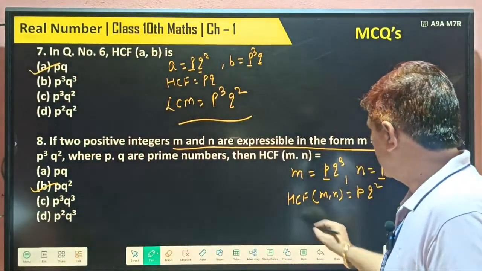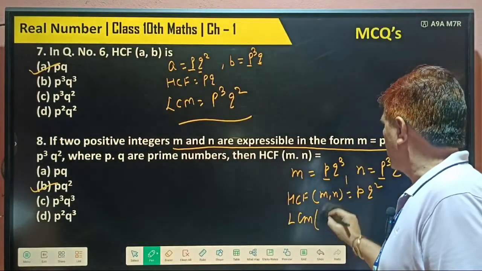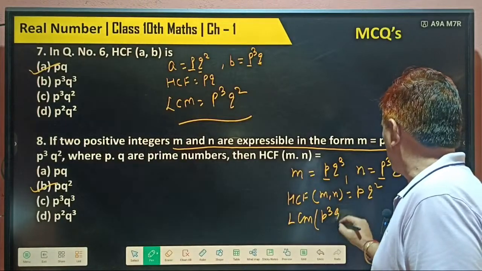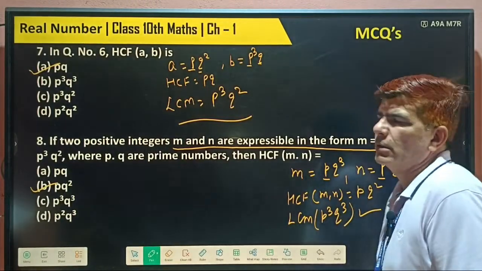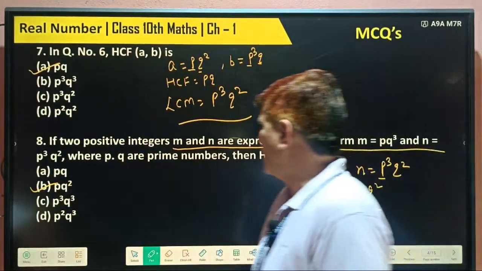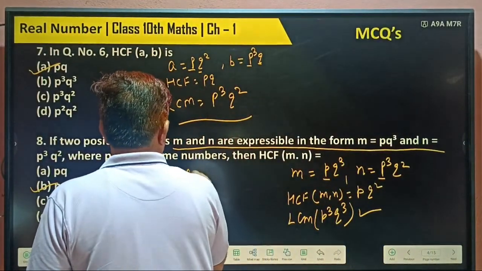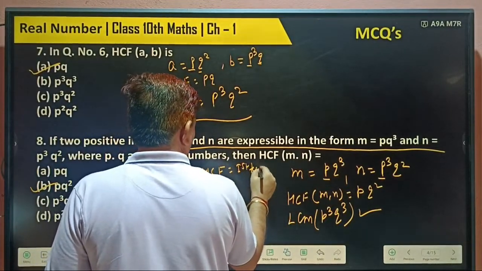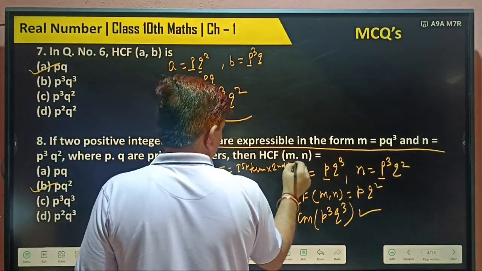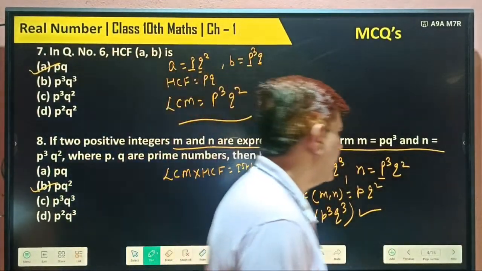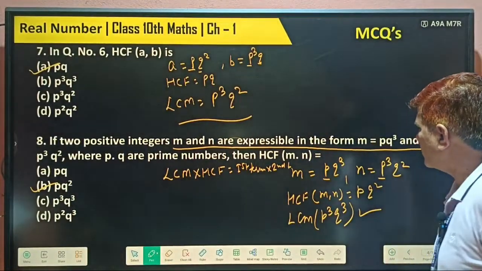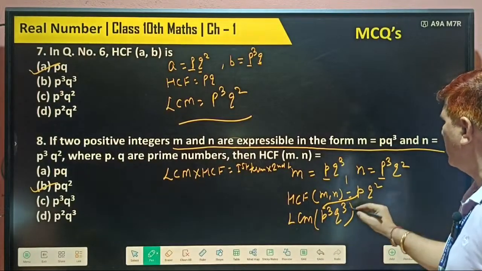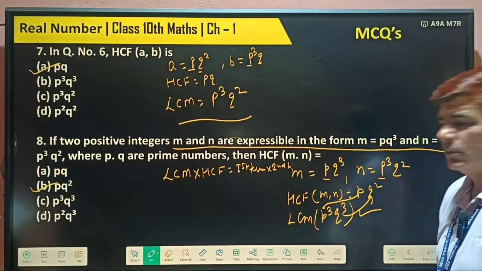If it says what's their LCM? For the LCM, what's the maximum power of p? 3, p cube. What's the maximum power of q? q cube. And this formula also you know: LCM into HCF is equal to the first term into the second term. If you want to verify, you can easily verify. Okay, what's p power 4? And if you calculate, then also p power 4, q power 5. So verify.